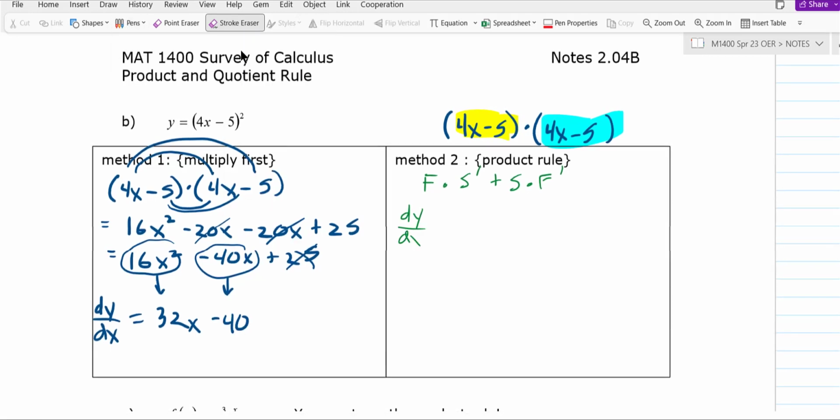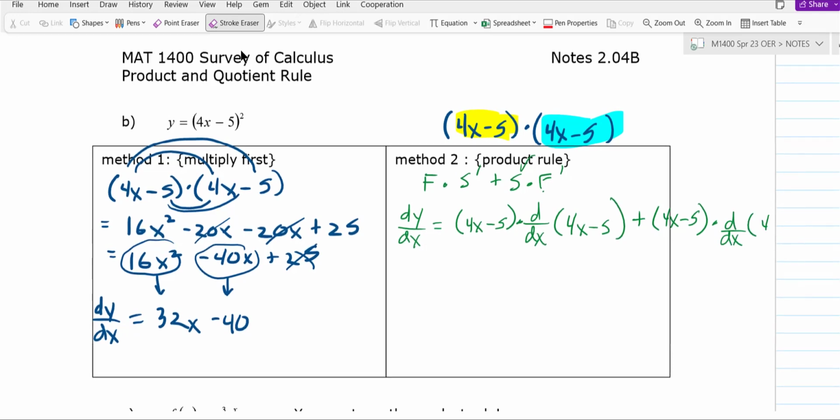When I do dy over dx, I just write down the first and I don't do anything with it. Then I multiply by the derivative of the second, which you can easily do in your head. But as I'm teaching this, I'm going to have you write down what you're doing by using that Leibniz notation. Then we do it backwards. We do the second, which is 4x minus 5, and this time we multiply by the derivative of the first, which is the same thing. I mean, you can't go wrong on this problem. Okay, so we just do that. Now let's work this out, and let's see if we get the same answer.